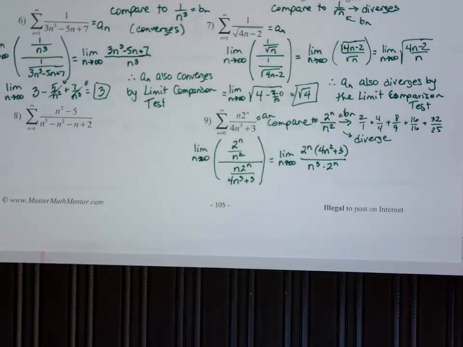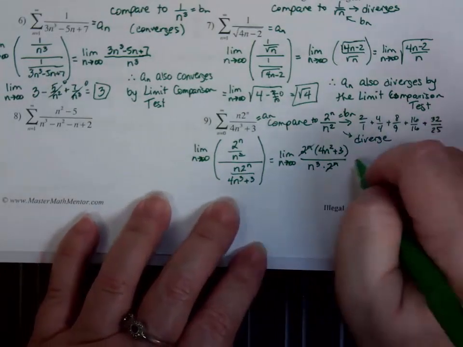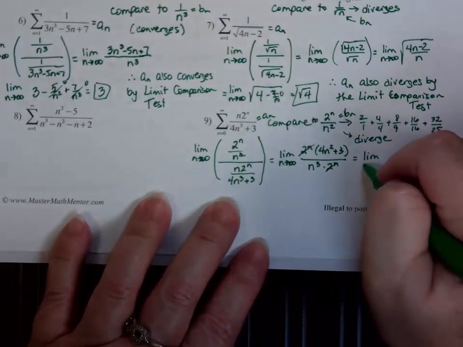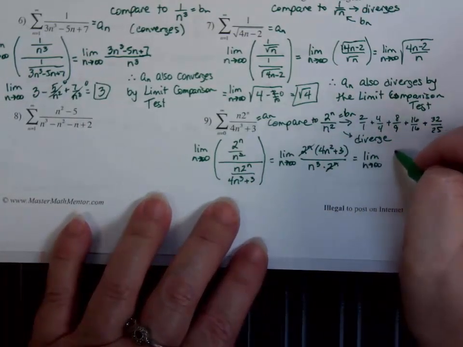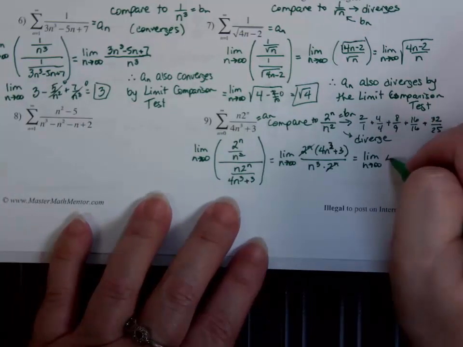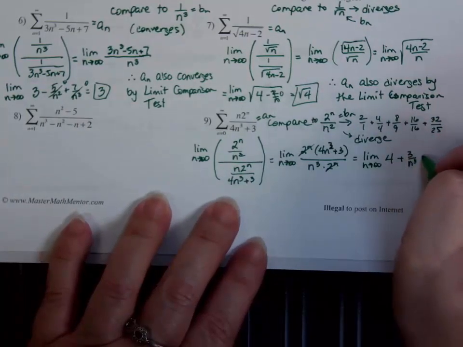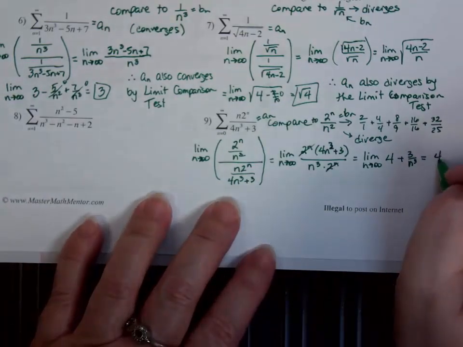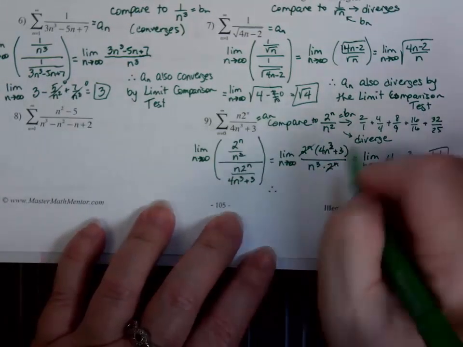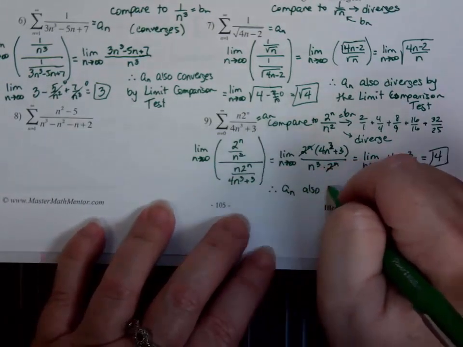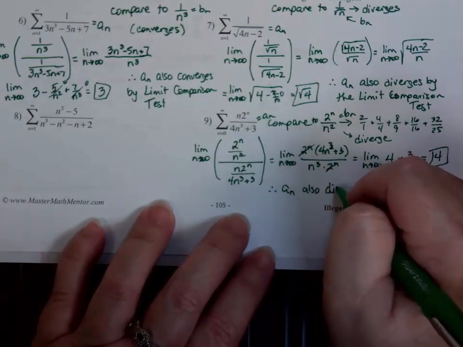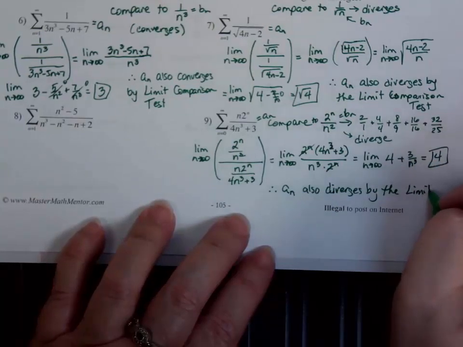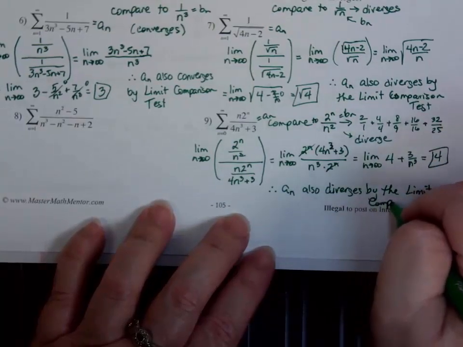They cancel. Thank you. Go away. I don't like you. And now I have something I can break into separate fractions, don't I? So this is going to be the limit as n approaches infinity of, oops, I wrote that as squared and it's cubed, 4 plus 3 over n cubed. And that limit is 4. It is 4. Therefore, a of n also diverges, oops, almost wrote converges, diverges by the limit comparison test.